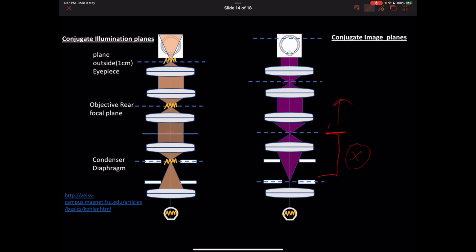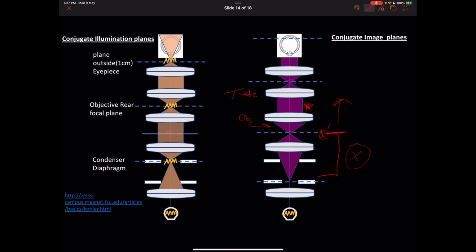Now the transmitted light from this specimen is going to be collected by the objective lens. When your objective lens is focusing on the sample, basically it is on the focal plane, the back focal plane of your objective. As a result, whatever light the sample gives, it will pass in the form of a collimated beam from the objective lens to the tube lens.